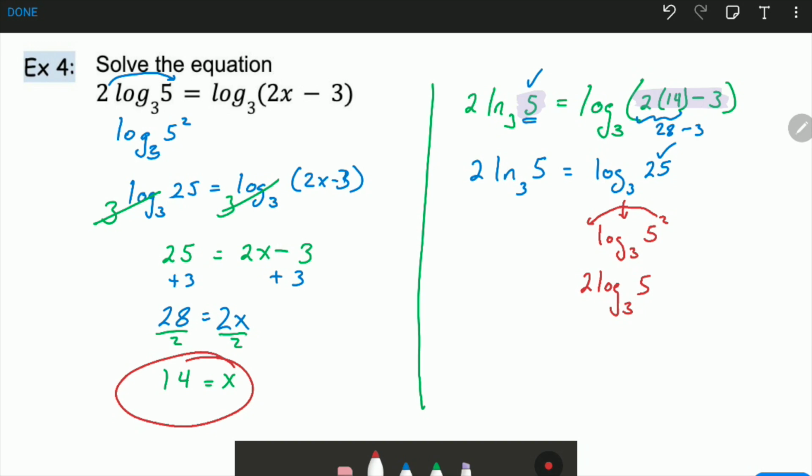But again, my main goal was to check for extraneous solutions, which means we just have to make sure there's no domain issues with negative numbers or 0 inside the logarithm.